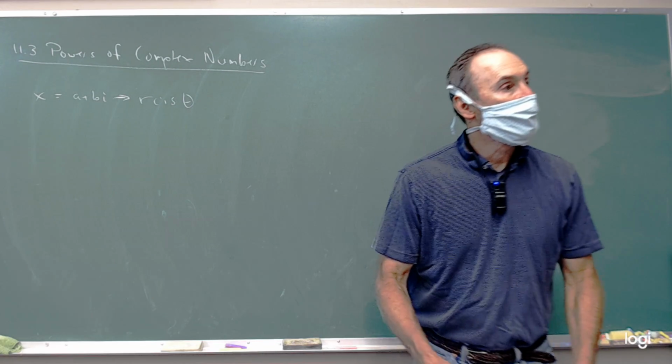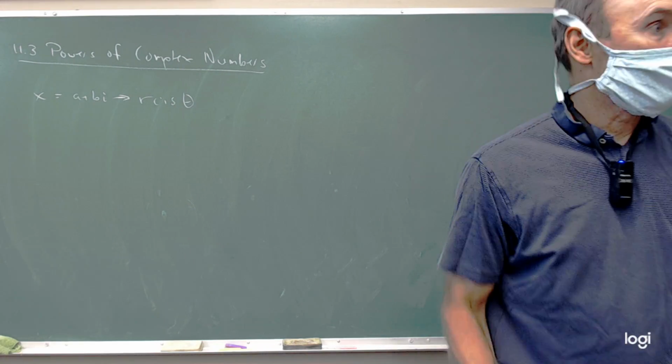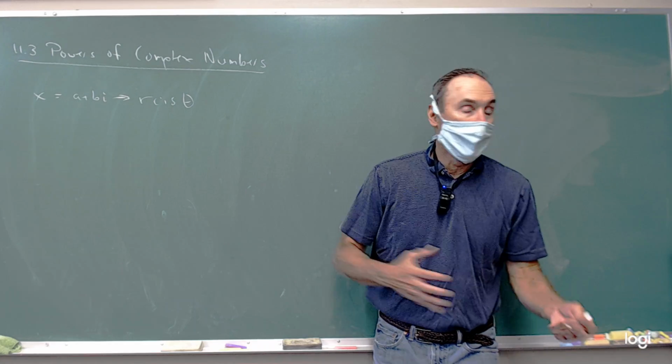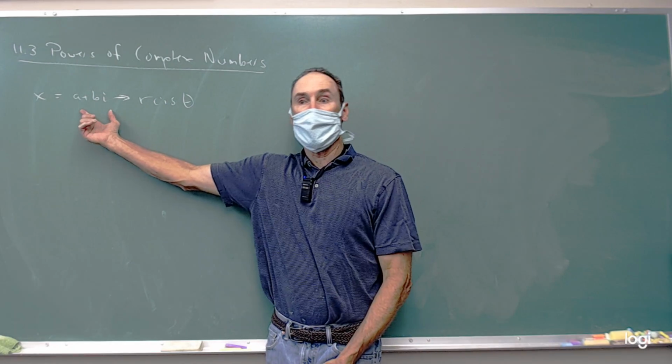When you say rectangular form, you just mean a plus bi. Yes. Yeah, that's a great point. Rectangular form refers to a plus bi.